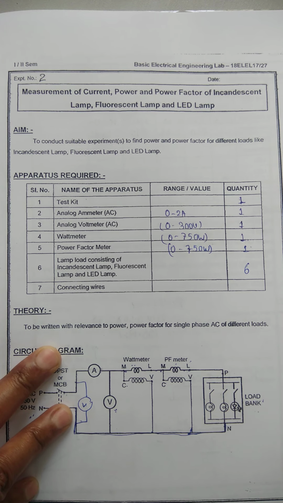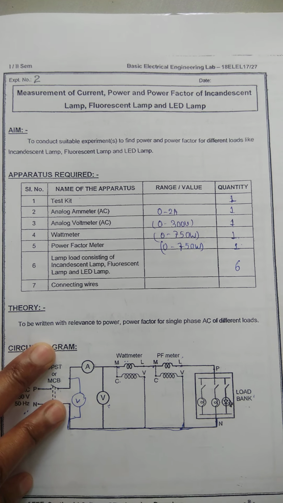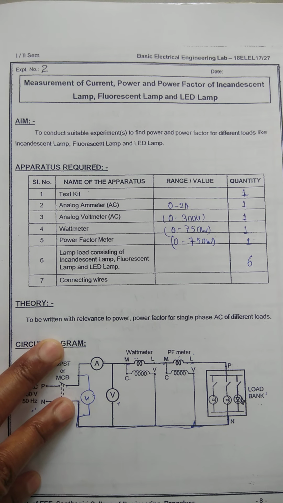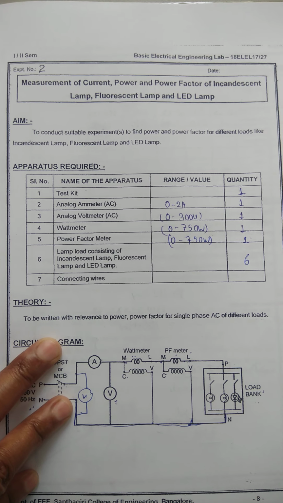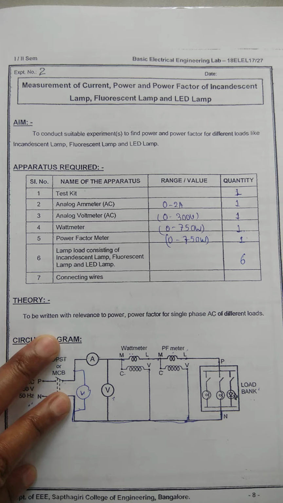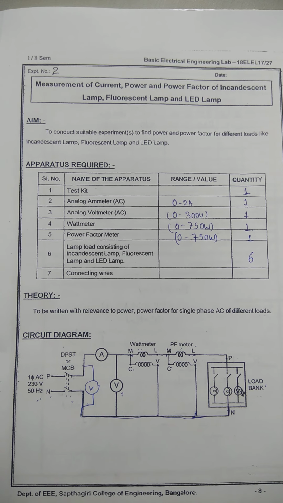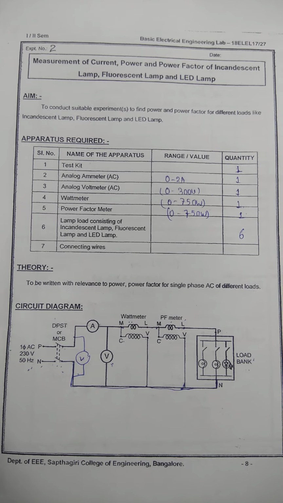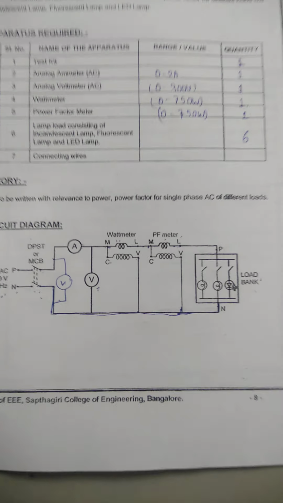Next we require the lamp load. That lamp load consists of 2 sets each of incandescent lamp, fluorescent lamp and LED lamp, so totally 6 quantity we require. Next, connecting wires as per the connections required. Next we have the circuit diagram.